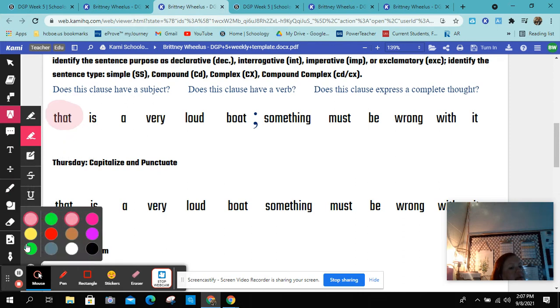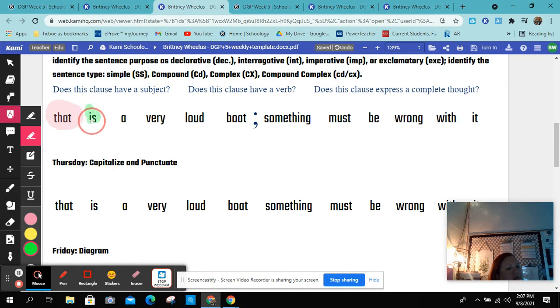All right, now I'm going to change my color and I want to highlight my verb. What is the verb in this sentence? Is. What kind of verb is it? An intransitive linking verb. Good.